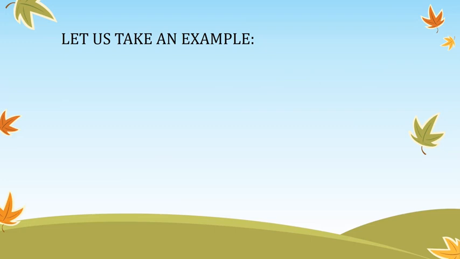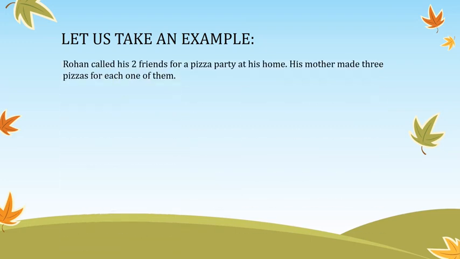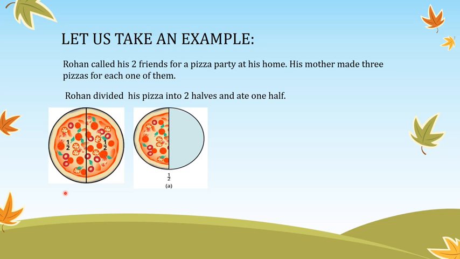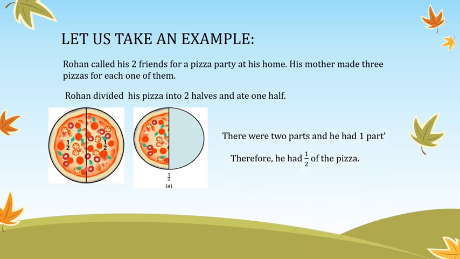Let's take an example first. Rohan called his two friends for a pizza party at his home. His mother made 3 pizzas for each one of them. Rohan divided his pizza into 2 halves and ate 1 half. So Rohan, what did he do? Yes, Rohan divided his pizza into 2 halves and he ate only 1 part. Therefore, he had only half of the pizza.